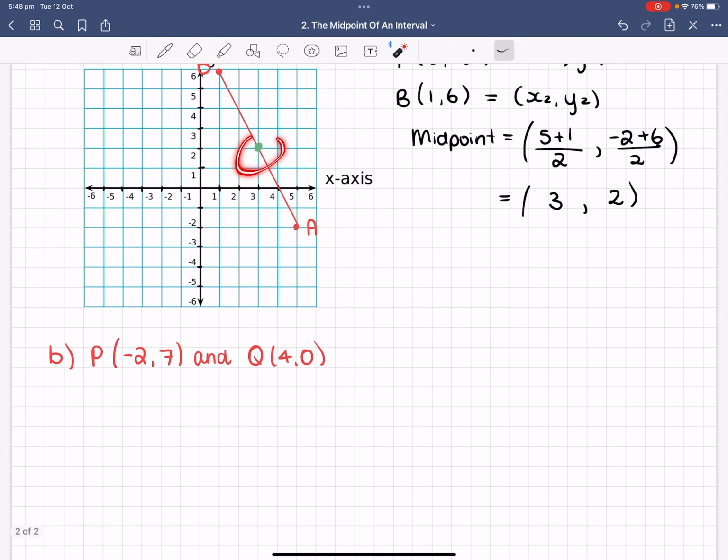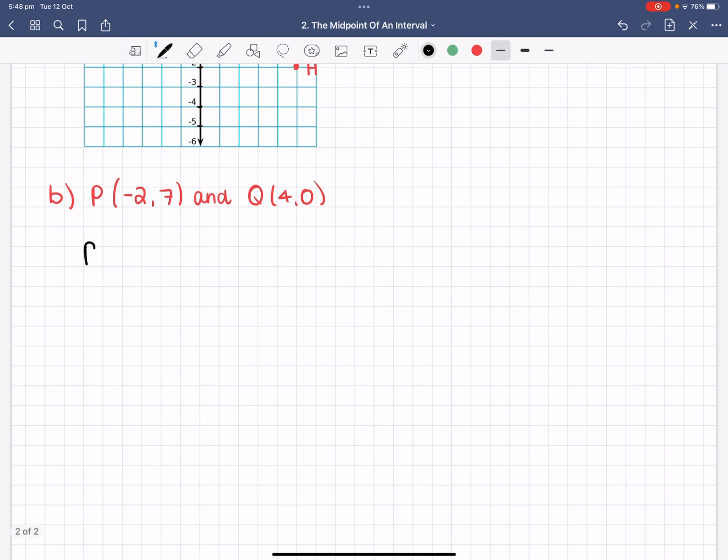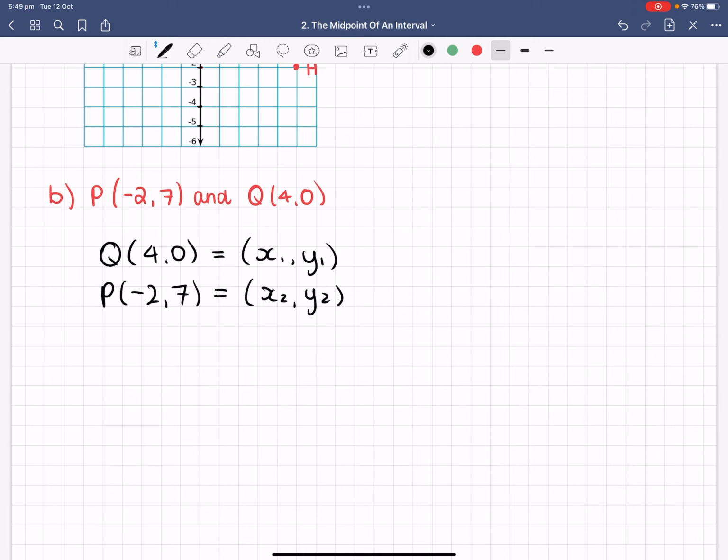All right, so visually it's really nice. You can see that's the midpoint. Without a graph, it's a little bit harder, which is why our formula helps us. So let's look at another example with P and Q. I'll start with Q first to show you that it actually doesn't matter. Let's call Q (4, 0), we'll call that our x1, y1. And P (-2, 7), we'll call that x2, y2.